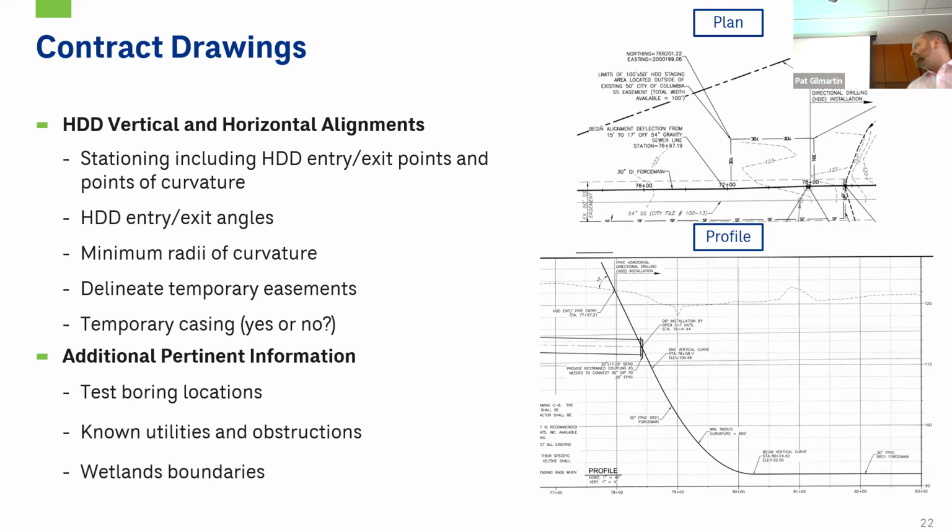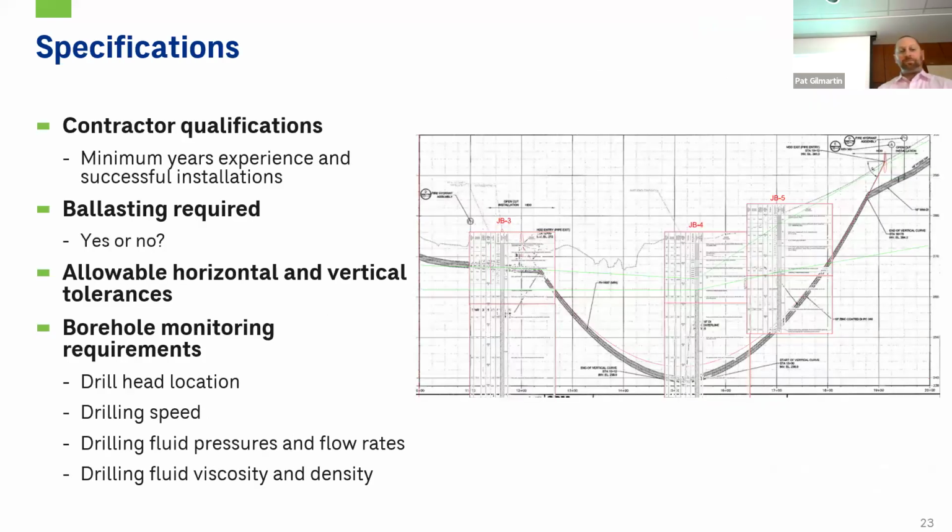Our additional information will include on there test borings as well as utilities and obstructions and your wetland boundaries. And so those are the main items that we'll make sure to include in our contract documents.